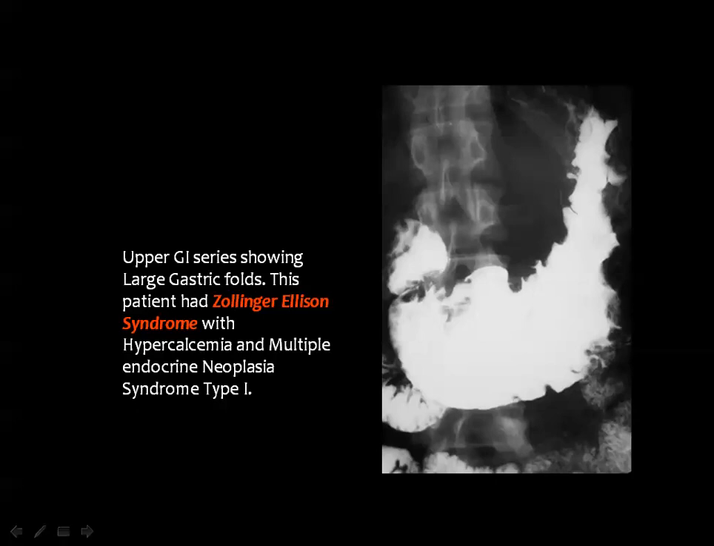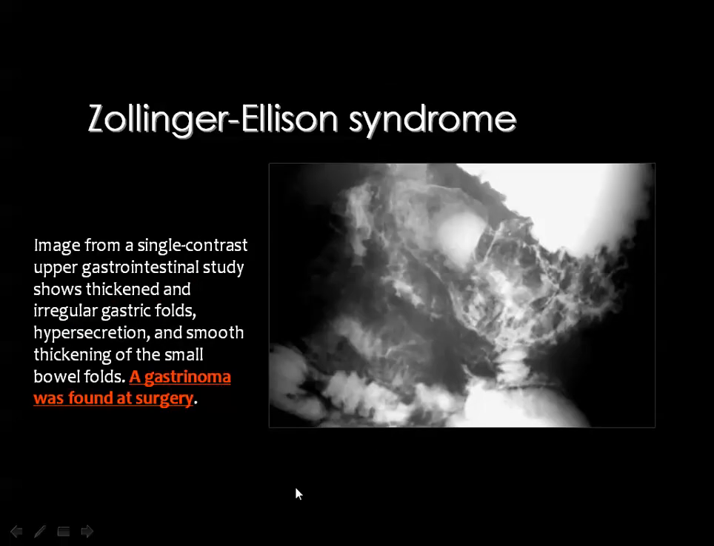Then the mucosal folds will be hypertrophied and prominent, and usually there is poor coating of the mucosa by barium due to the presence of hypersecretions. As you can see in this case, there is a relative dilution of the barium, poor coating of the gastric mucosa, hypertrophy of the gastric mucosa, as well as the duodenal mucosal folds.